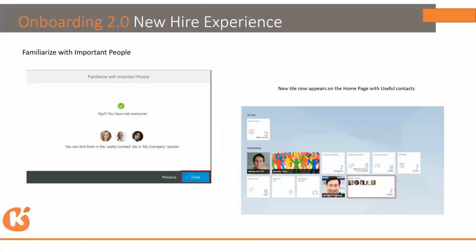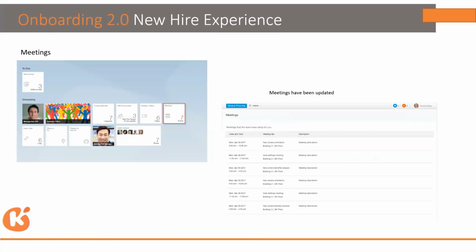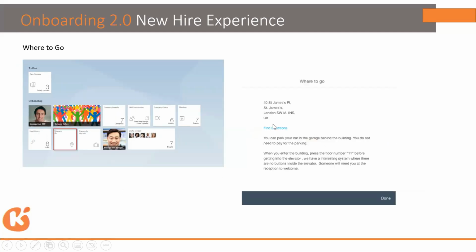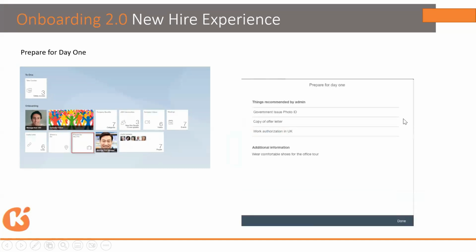This is a buddy, and these are recommended people, useful contacts. These are the meeting schedules, the meetings that they can see on day one. They have a new joiner orientation, global settings meeting, new joiner benefit session, and new joiner IT session. All these things will be scheduled like that. And this is a recommended link where they can go and view the link. And this is where to go. They have a location, and when they click on find direction, it will take you to Google Maps.